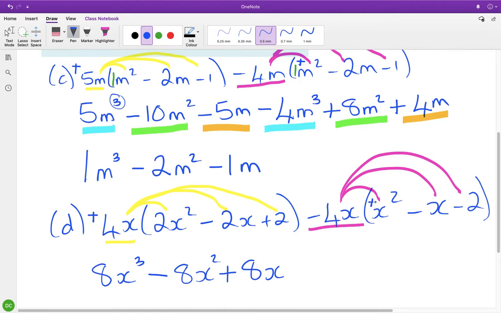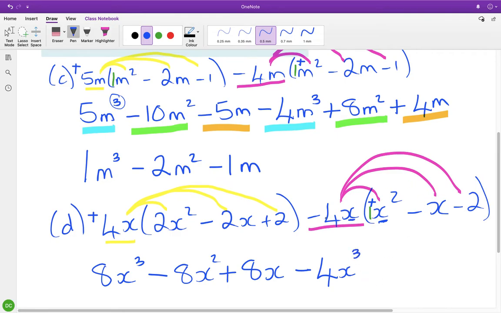So this is a positive, and there's also an invisible 1. Alright, so minus and plus, different signs, give me a minus. 4 by 1 is 4. I have an x here, and I have 2 x's here, which makes a total of 3.